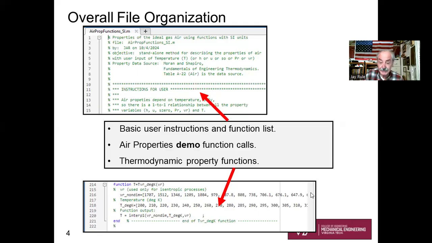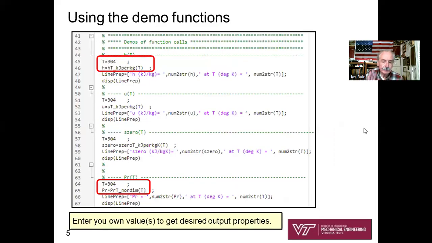That's where those reside. I'm showing you screenshots, but we're going to go live to give you a live demo here in a minute. This is a screenshot of the demos of function calls. Look how easy this is. I'm putting in as the user T equals 304, and that's degrees K. Shame on me for not saying what it is, degrees K. Shame on me for not putting units there, okay?